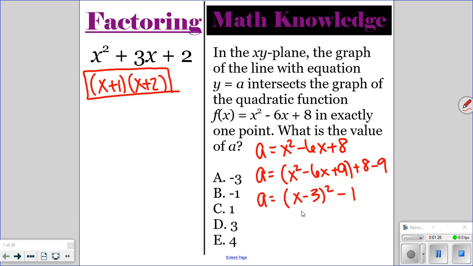So this is going to be the vertex, and we have a parabola, and the only time that a horizontal line is going to intersect it at one spot is going to be right down here at the vertex. And so when our x value is equal to 0, like when this whole term equals 0, that's going to be where we're at the vertex. So when this is 0, when this goes away, our a value is going to have to equal negative 1. And so that would be your answer for that one.